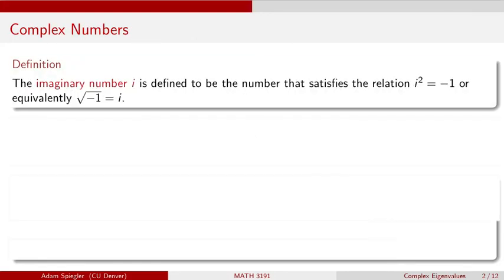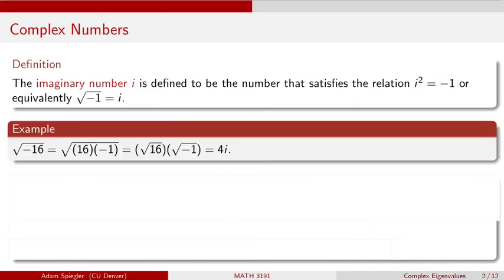We define the imaginary number, which we denote i, as the number that satisfies the relation i squared is equal to minus 1. Taking the square root of both sides, this is equivalent to saying that i is equal to the square root of minus 1. This is what allows us to make sense out of the square root of negative numbers, by introducing this imaginary number that we denote i.